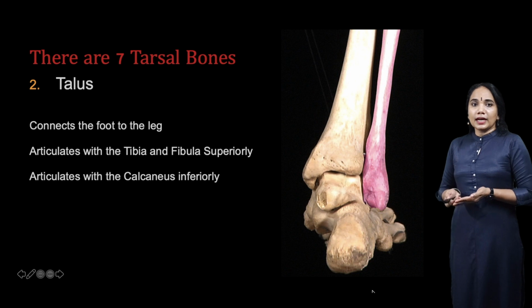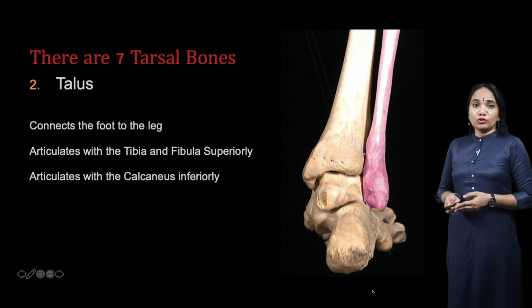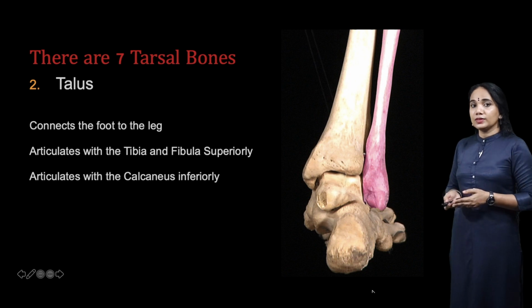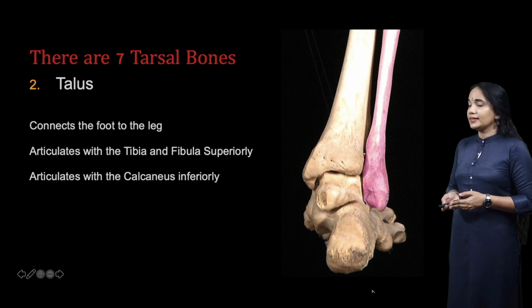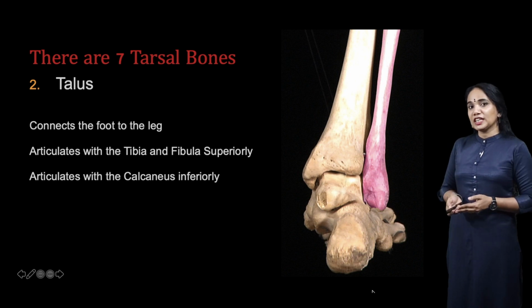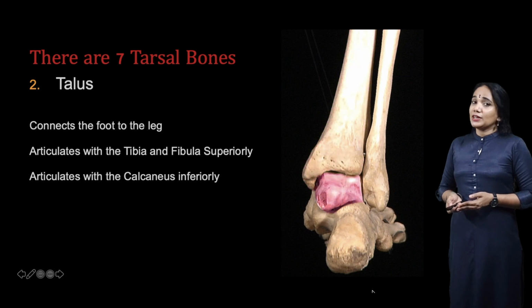So it articulates with the tibia and fibula, which are bones of the leg, and then it articulates with the calcaneus inferiorly and the navicular in front, which are bones of the foot. So there you have, in this view, we can see there is the fibula and the tibia, and here we have the talus, which is articulating with them, forming the ankle joint, and below we have the calcaneus.